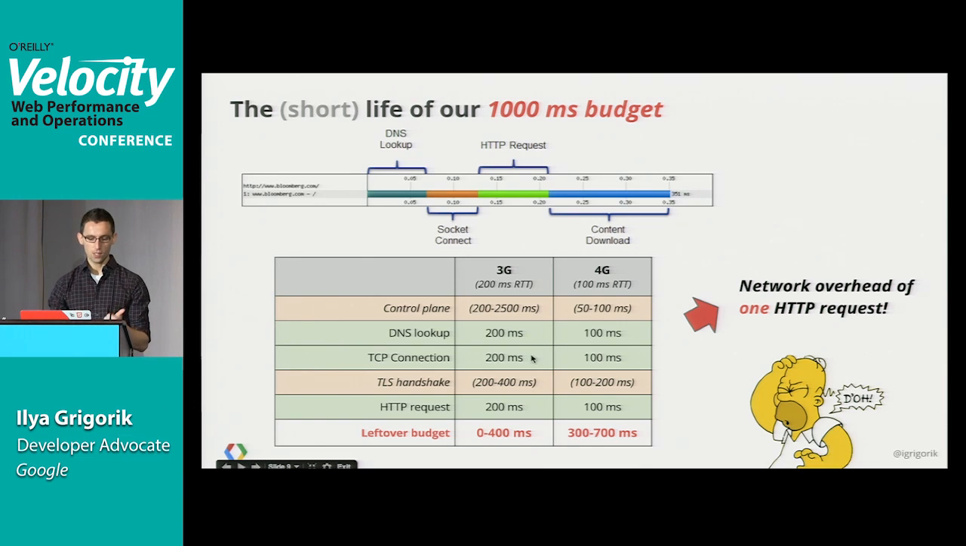Then we have DNS, TCP, optionally TLS. We do the HTTP request. And before you know it, if you account for the time, we are left with either 0 seconds or 0 milliseconds left on 3G. Like we've spent our entire 1 second budget just on the latency between your phone and the core network. Or in the 4G case, like great, let's split that down the middle and say we've got 0.5 seconds left, right? So immediately, right off the bat, we can discount half of the first second just on pure network latency.